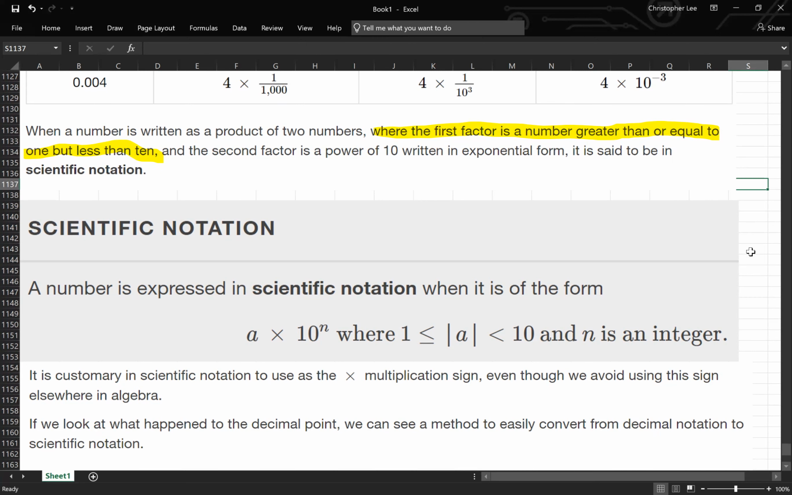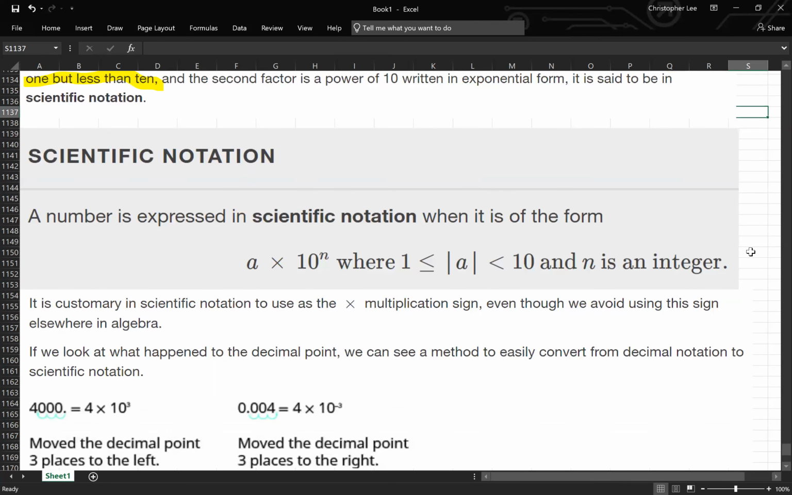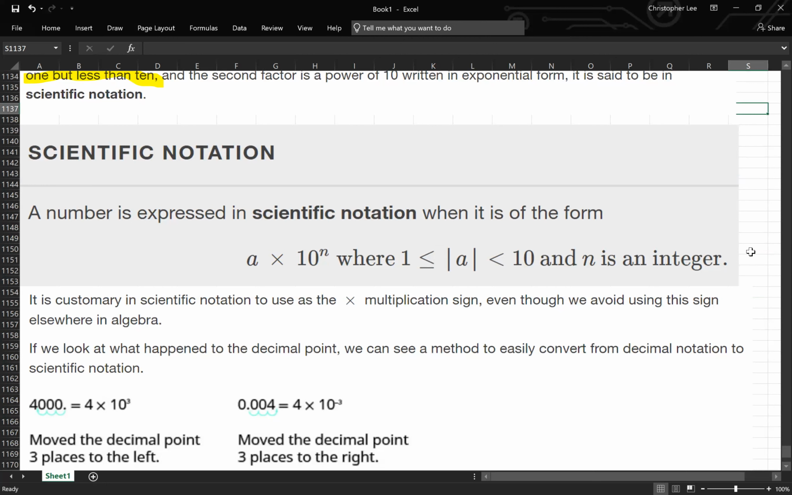If we look at what happens to the decimal point, we can see a method to easily convert from decimal notation to scientific notation. 4,000 has its decimal right after that last zero. If we move the decimal 3 spaces to the left, we get 4 times 10 to the third. Now for thousandths, 0.004: start at the decimal, move it 3 spaces to the right behind the 4, and we get 4 times 10 to the negative 3 power.